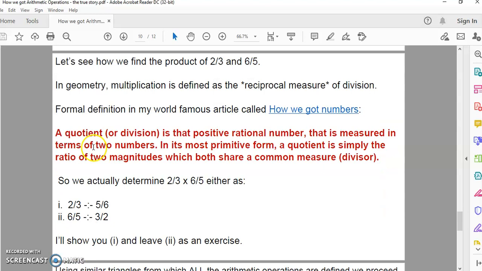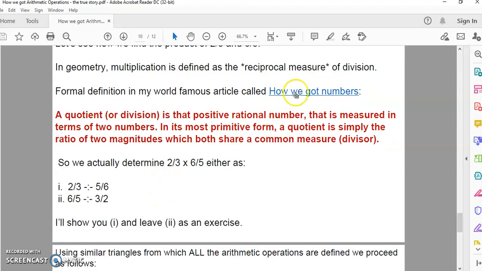And finally, I want to show you how to find the product of 2/3 and 6/5. Now, in geometry, multiplication is defined as the reciprocal measure of division. And you can read my article, How We Got Numbers. So this is the definition.